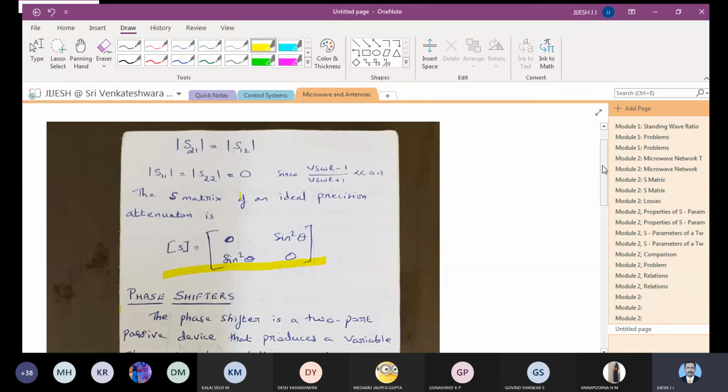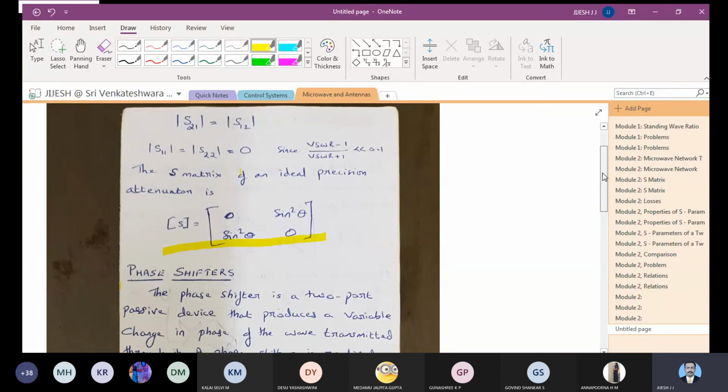Further we will be discussing phase shifters in the next class. We'll discuss phase shifters in the upcoming class. So this is all about the precision type variable attenuator. You are able to see the equation, right? The matrix S is equal to 0, sine square theta, sine square theta, and 0.